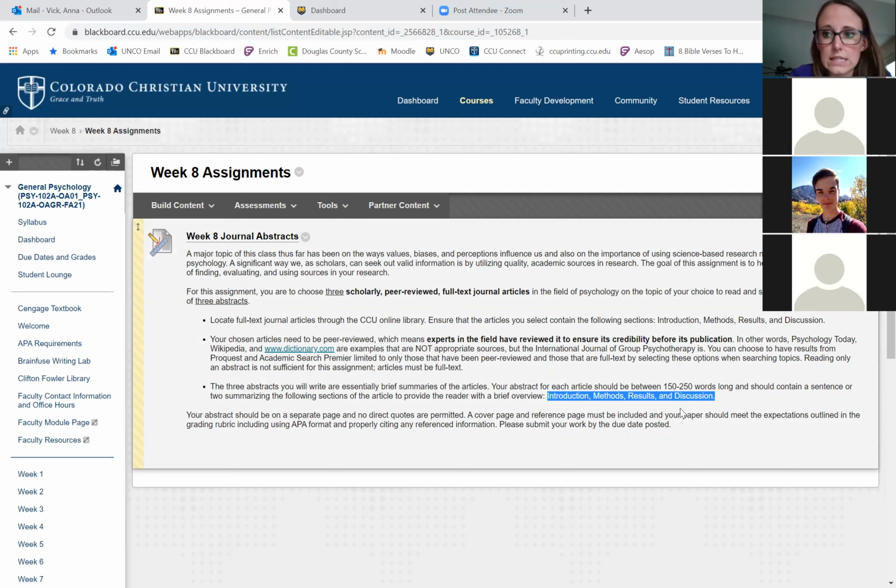And when you write these abstracts, you want things that are research studies, experiments with variables and participants, and you need to do the intro, the methods, the results, and the discussion for full credits on these abstracts. So the intro is, what is your article even about? Introduce it. The methods, what did the researchers do in this research study? The results, what did they come up with?